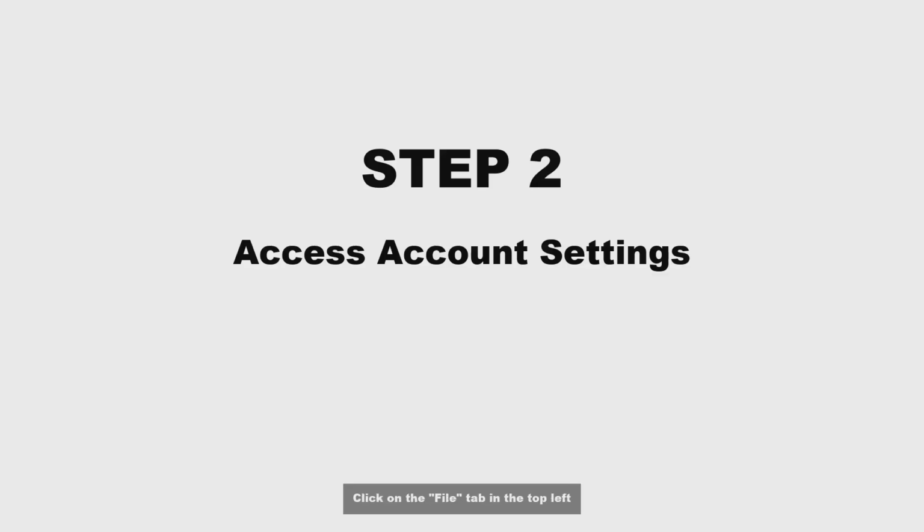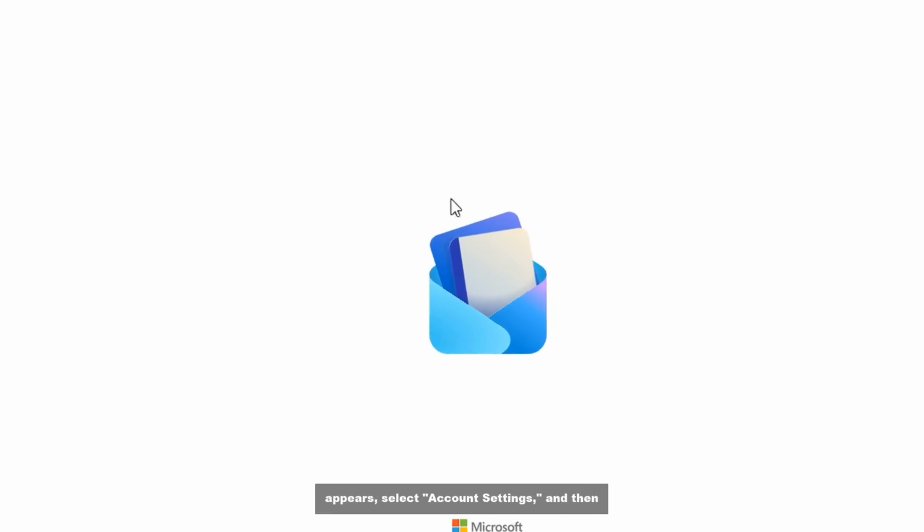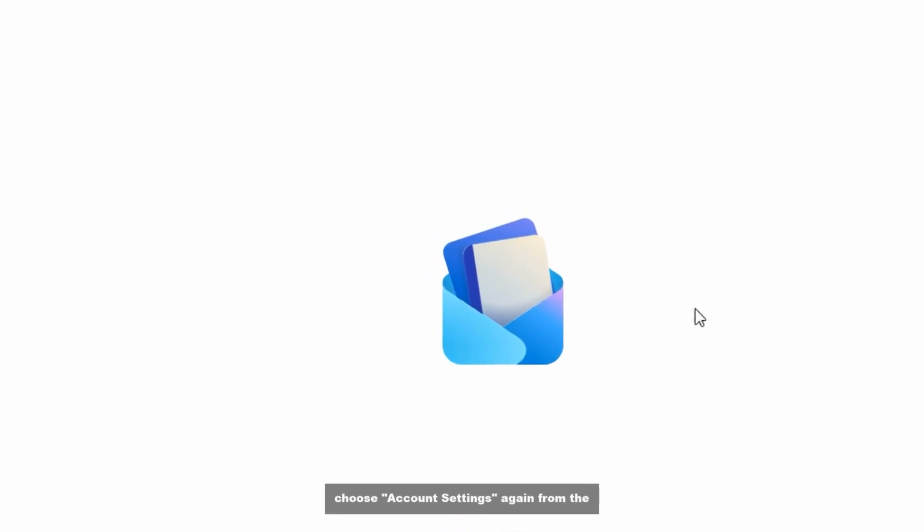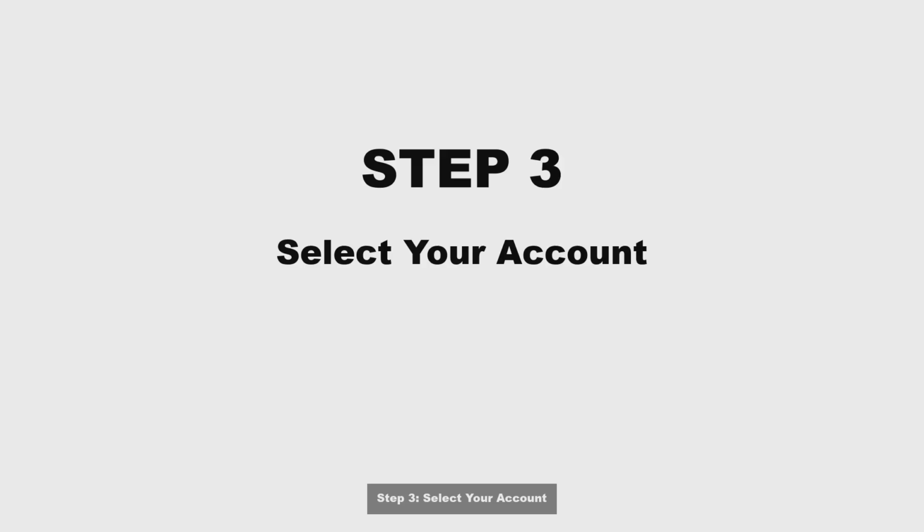Step 2. Access account settings. Click on the File tab in the top left corner of the window. From the menu that appears, select Account Settings, and then choose Account Settings again from the drop-down.